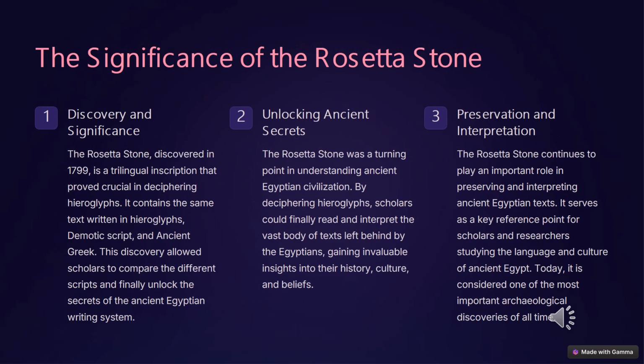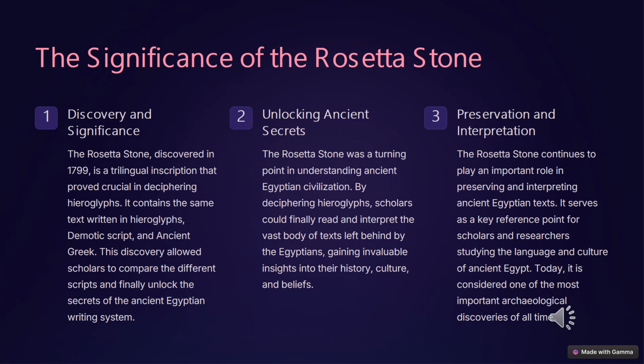Now, the significance of the Rosetta Stone. The Rosetta Stone was discovered in 1799 and is a trilingual inscription that proved crucial in deciphering hieroglyphs. It contains the same text written in hieroglyphs, Demotic script, and ancient Greek. This discovery allowed scholars to compare the different scripts and finally unlocked the secrets of the ancient Egyptian writing system.